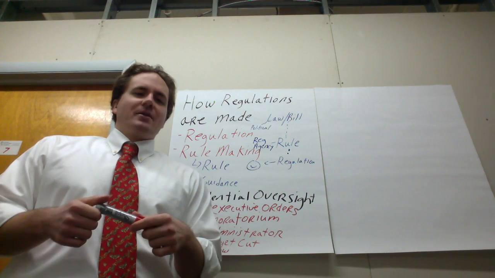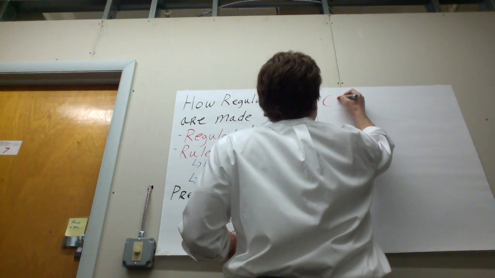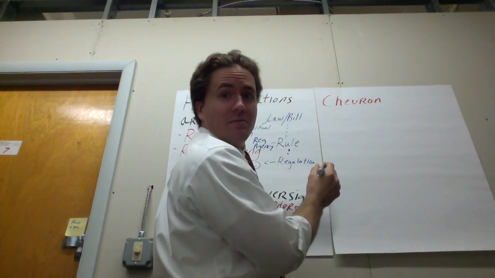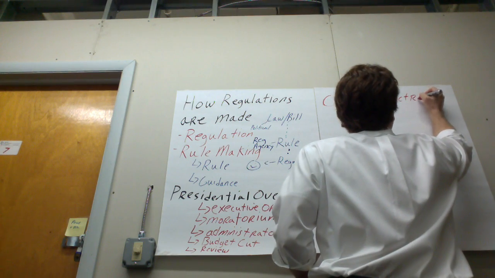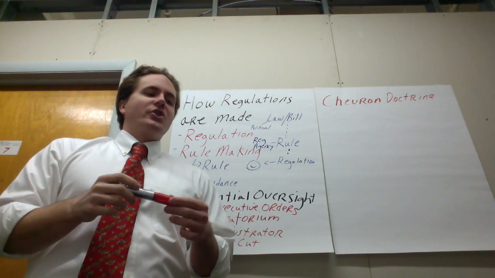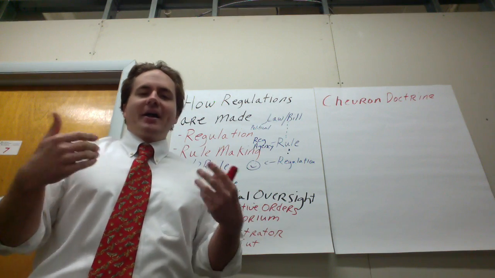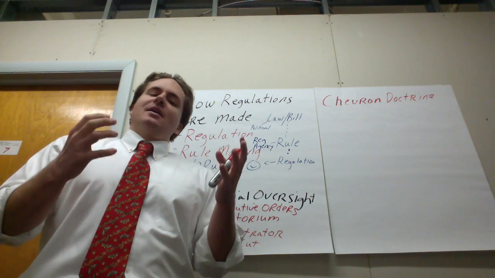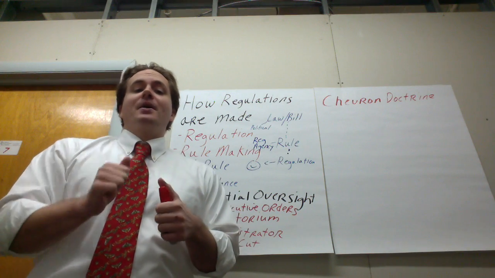So the Chevron Doctrine basically says, okay, let me write this down. The Chevron Doctrine basically says a court should defer to specific agency rules based on common sense and reasonable interpretation. Okay, so it says, okay, I know the regulation says that, for example, here's a good example. Okay, the post office.